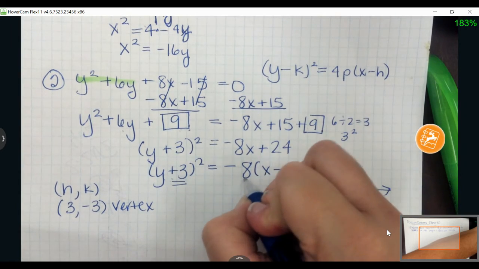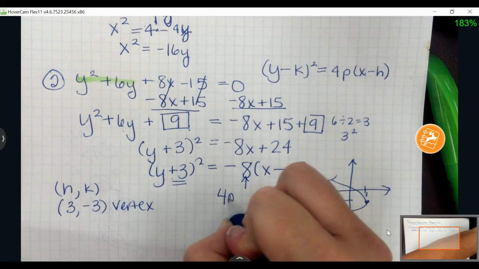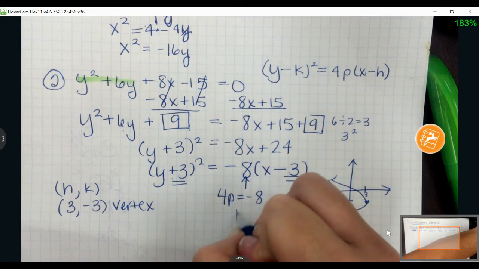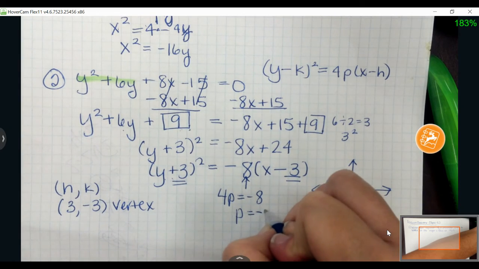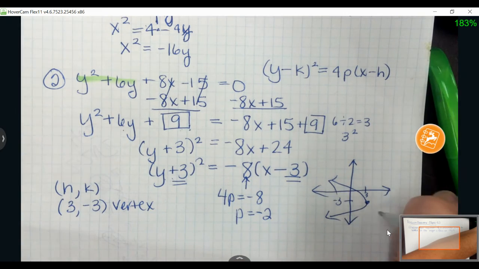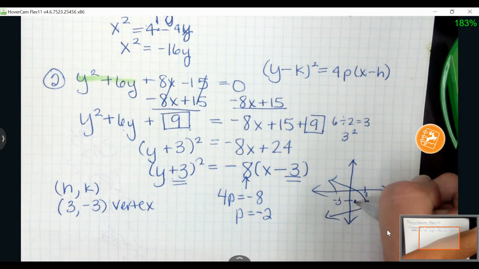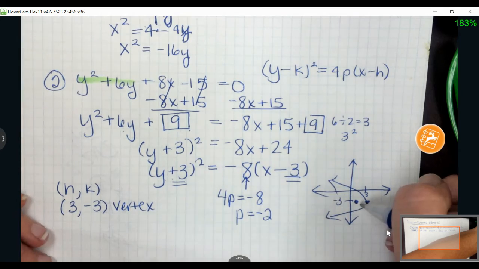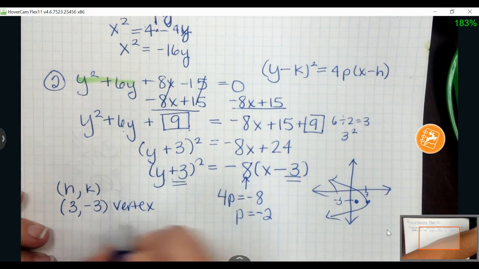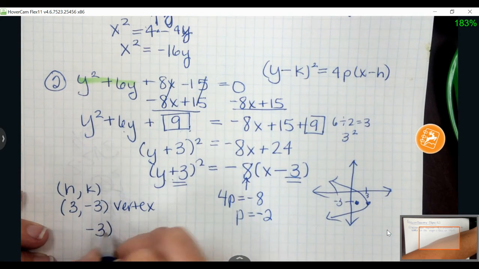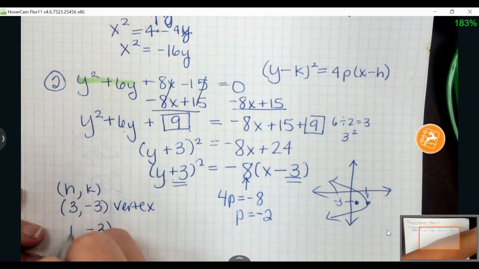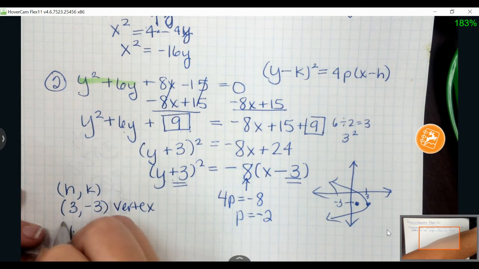Then I'm going to take the negative 8 and say 4p equals negative 8, which means p is equal to negative 2. So if this opens to the left, I'm moving to the left 2 to get to my focus. That means I'm keeping the y coordinate of my vertex, but my x coordinate has gone to the left 2, from 3 to 1.